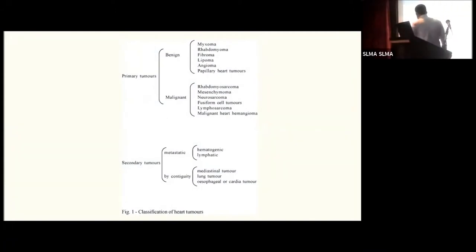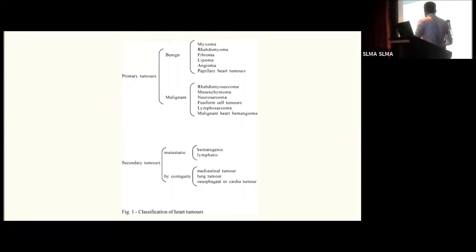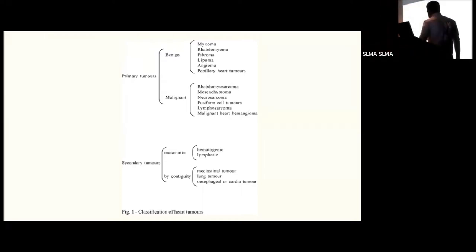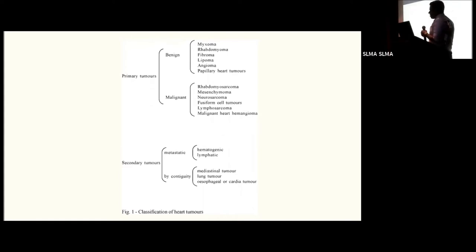Talking about other tumors of the heart, basically we can classify them as primary tumors or secondary tumors. Primary, with myxoma being the most common, and other primary tumors being fibroma, lymphoma, and angioma. Malignant tumors arise from muscle tissue, so we name them sarcoma, rhabdomyosarcoma, mesenchymoma, and lymphosarcoma, for example. And secondary tumors can arise from other places. The most important thing is, if you are talking about a right atrial myxoma, then you have to exclude renal cell carcinomas that have infiltrated via the IVC.